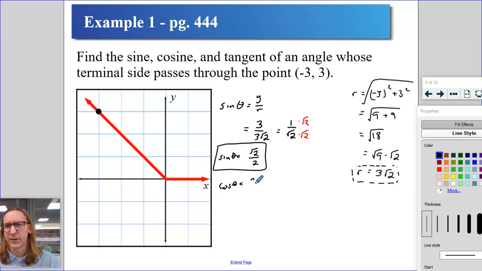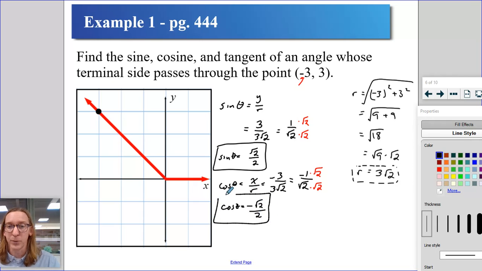The cosine of this angle can be calculated by taking the x-coordinate the angle passes through and dividing it by this distance r. That would be negative 3 divided by 3 root 2. Let's reduce and rationalize. That's negative 1 over root 2. Don't lose the negative value there. This angle passes through an x-coordinate that is negative, so it's going to have a cosine that is negative. In fact, it has a cosine that shakes out to be equal to negative root 2 over 2. The angle passes through an x-coordinate that is negative, so it has to have a cosine that is negative.